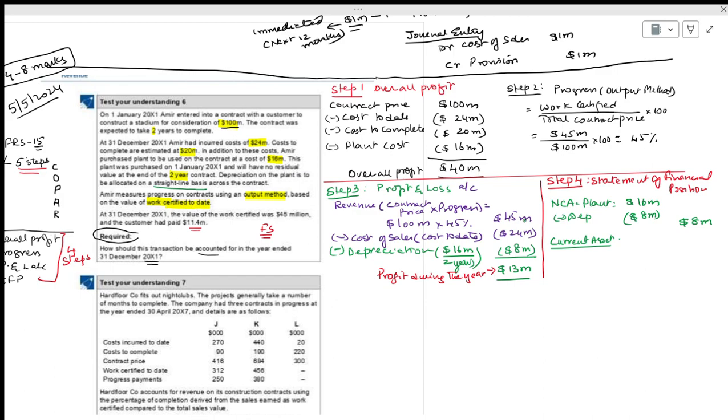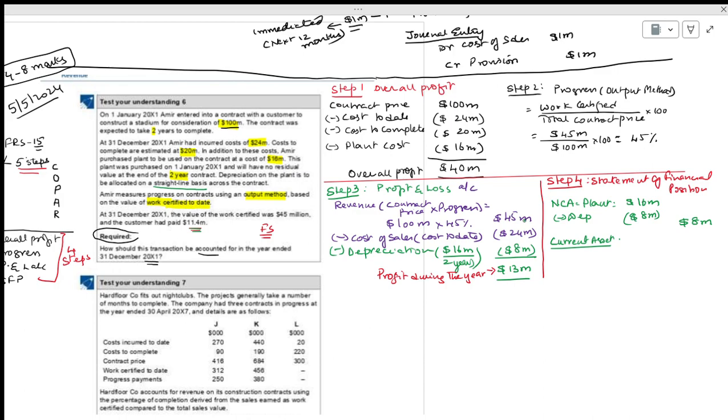How much do you have as revenue? Revenue is 45 million. Of the 45 million, how much has the customer paid? See the last paragraph. Customer has paid 11.4. You have completed a 45 million construction contract, and you have received till now 11.4. The balance you have yet to receive is receivables.